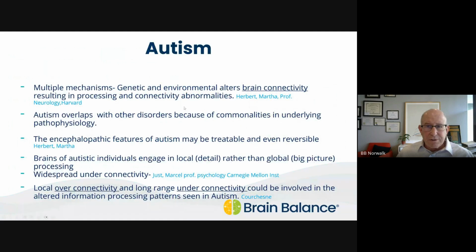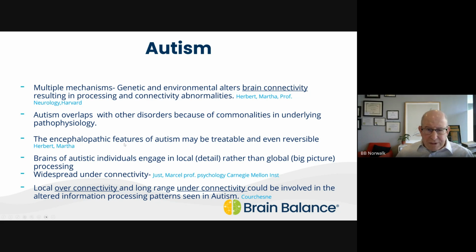So let's take a look at some of the research on autism. Martha Herbert, who's a professor of neurology at Harvard University, states multiple mechanisms involved in autism. There's a genetic component, an environmental component, which alters brain connectivity, nurture, and nature. Again, the term brain connectivity is going to come up a lot in this conversation, resulting in processing and connectivity abnormalities. Autism overlaps with other disorders because of commonalities in underlying pathophysiology. Like I mentioned before in the second slide, there's a comorbidity. It overlaps with many, many other disorders. So to just give it a label rather than look at the big picture of improving whole brain health, whole brain connectivity, is not really doing the child justice.